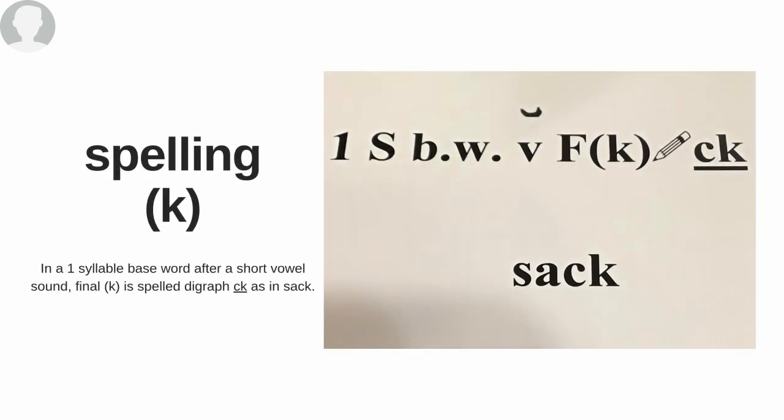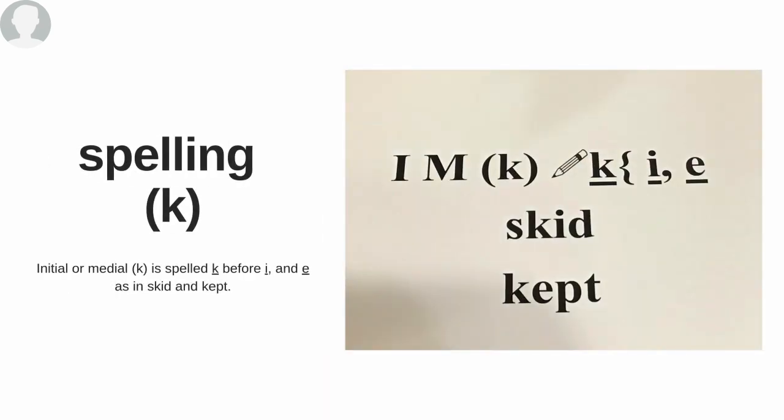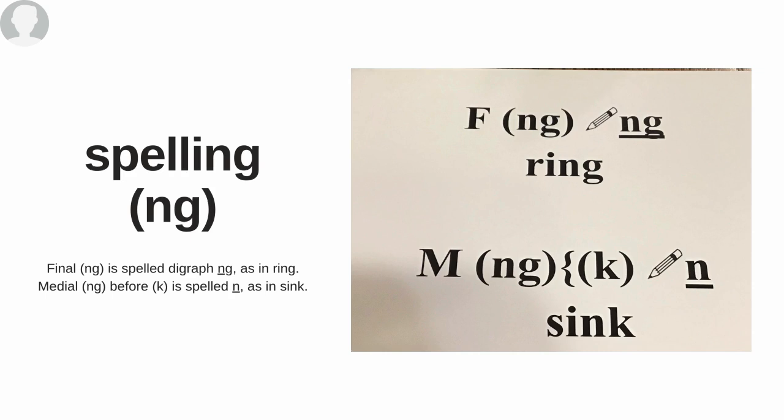Spelling k in a one-syllable base word after a short vowel sound. Final k is spelled digraph CK, as in sack. Spelling k: initial or medial k is spelled K before I and E, as in skid and kept. Spelling ng. Final ng is spelled digraph NG, as in ring. Medial ng before k is spelled n, as in sink.